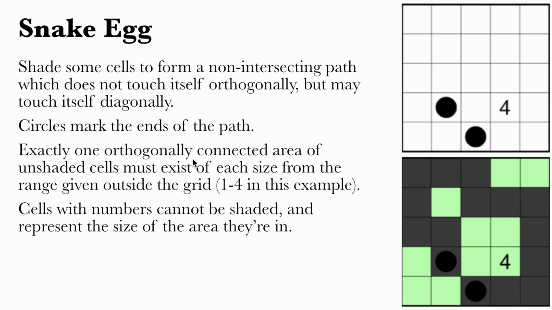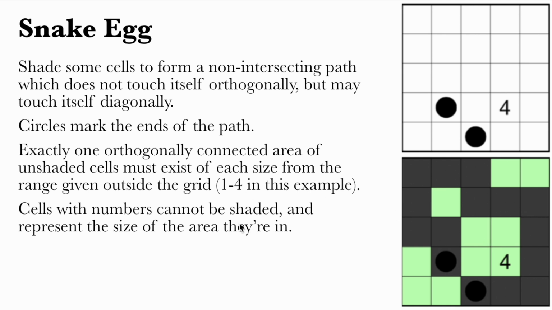Exactly one orthogonally connected area of unshaded cells must exist of each size from the range given outside the grid, 1 to 4 in this example. So when you get a snake egg puzzle, outside the grid it's going to give you a range, which is 1 to 4 here, and we must have exactly one region of size 1, like this one right here, a 2, a 3, and a 4, and nothing else.